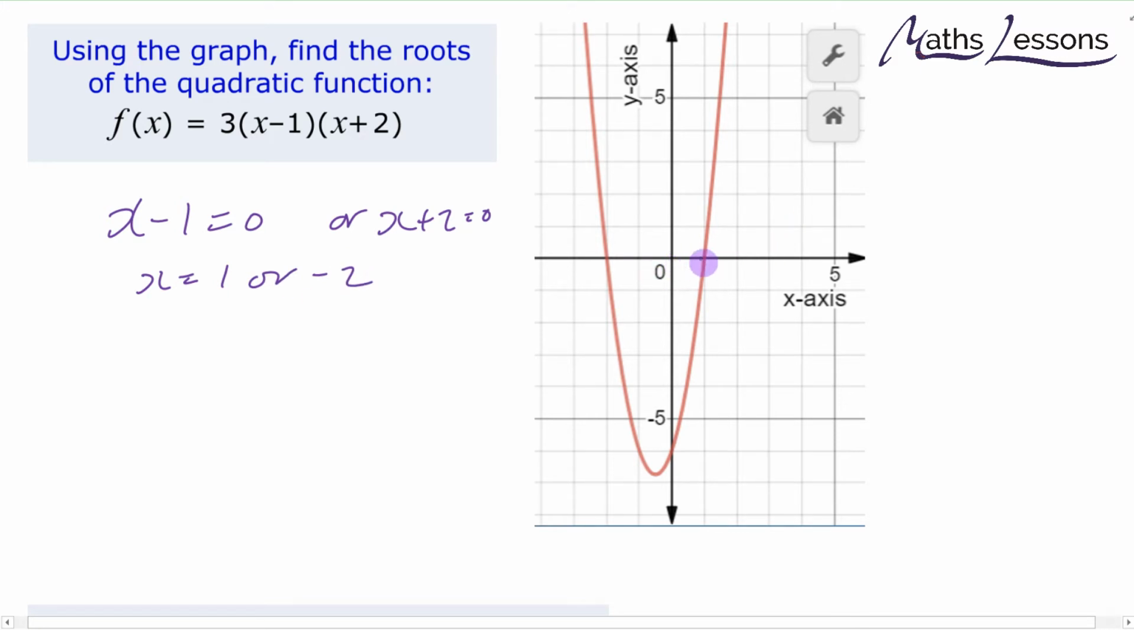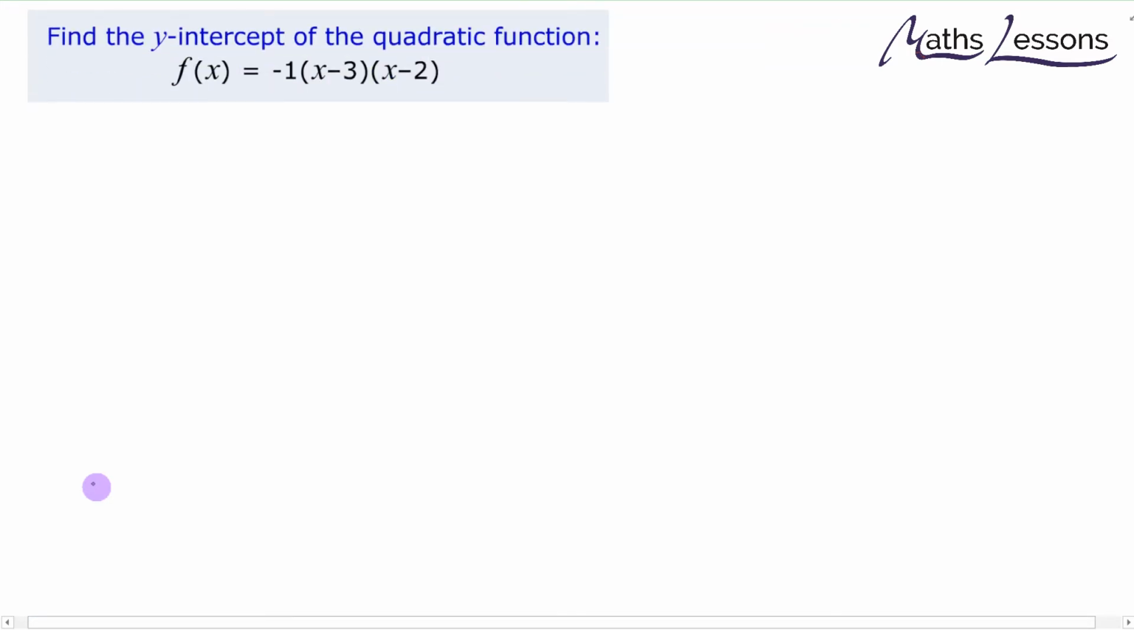And here on the graph, where it crosses is at 1 and at minus 2. So again, x equals 1 or minus 2. So going on to the next question. See if you can find the y-intercept. This should only take 30 seconds too.